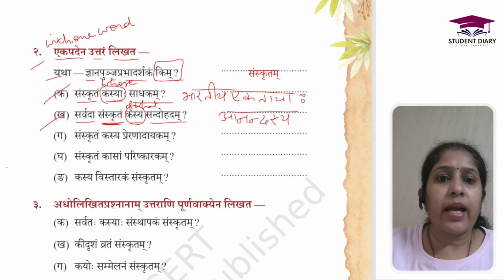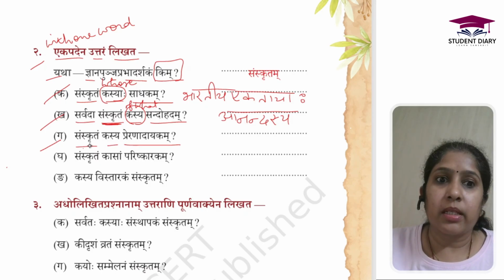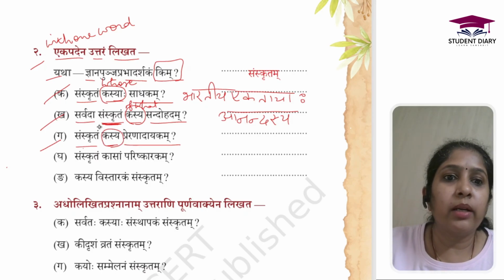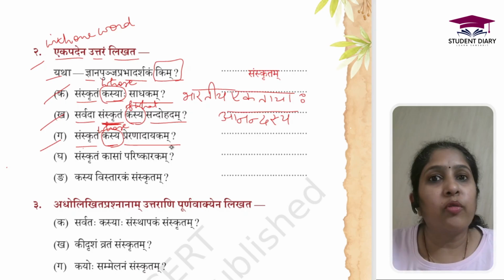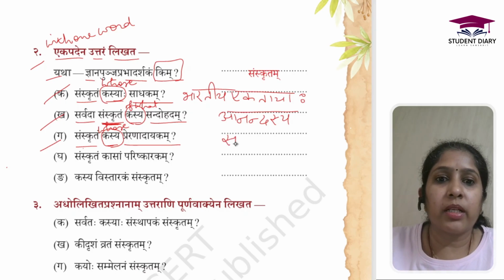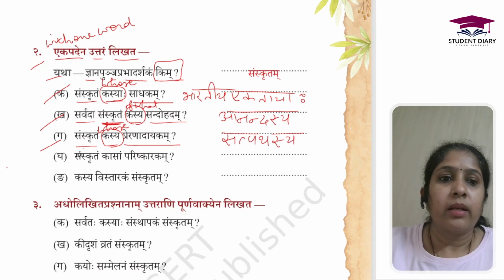Correct? Next one. Sanskritam Kasya Preranadayakam. Sanskrit is Kasya, meaning of what, right? Whose? And Preranadayakam means inspiring. So Sanskrit is inspiring for what? To follow the right path. Satpathasya. Correct? I hope everyone is understanding now.